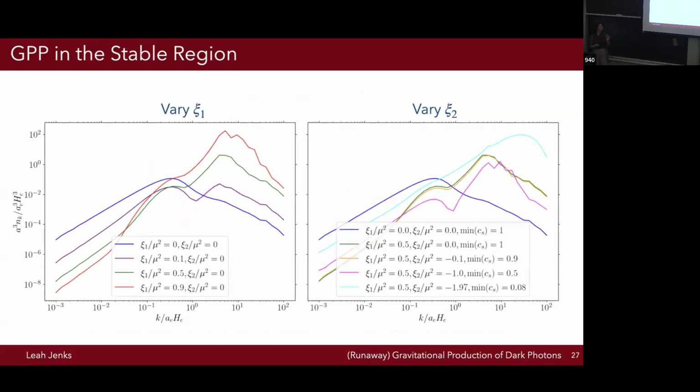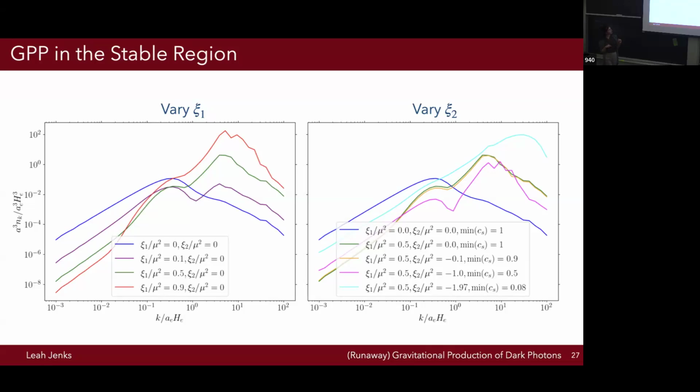Okay. And so what we can do is think about varying these non-minimal couplings to see what the spectrum of particle production looks like. So here on the left, I've set C2 to 0 and I'm varying C1. This blue curve is the minimal case for comparison. And then I'm turning up C1 compared to mu squared to 0.1, 0.5, and 0.9.